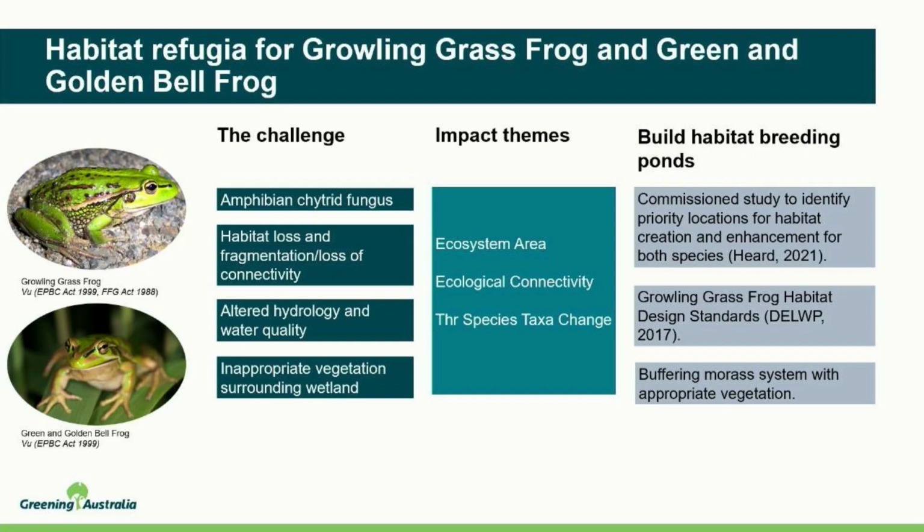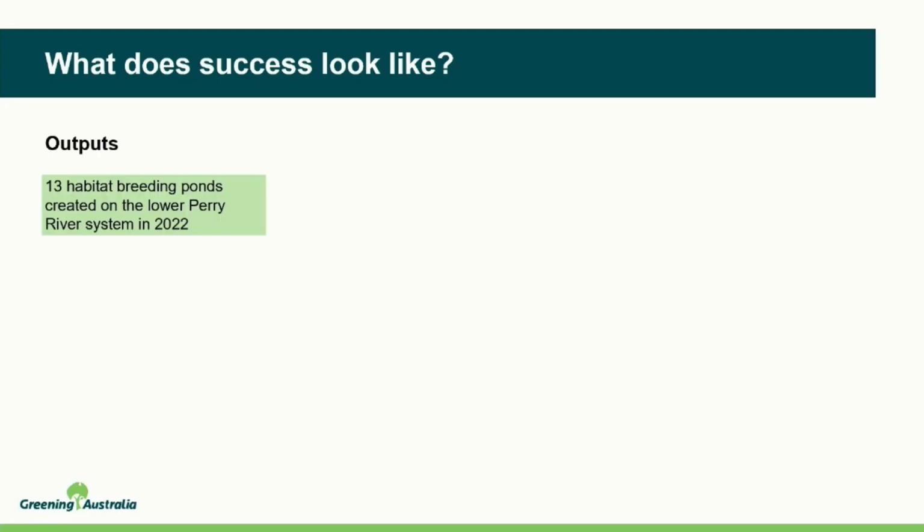We then also utilised the habitat design standards to make sure that, again, we're creating the right kinds of wetland habitat for these species to thrive. And then we also looked at how we can buffer these wetland areas with the appropriate vegetation to support the broader system. So what does success look like for this case study?